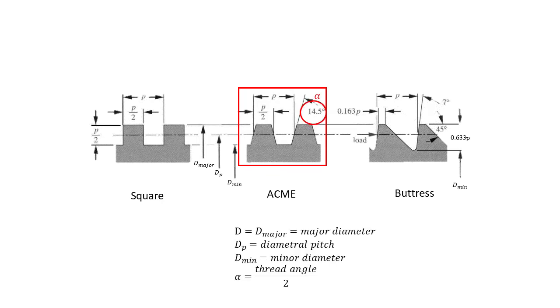The main thing that's different about acme thread compared to ISO and UNS thread is their thread angle. It has 29° instead of 30° like in the ISO and UNS standard. So that makes acme threads a little bit thicker and much stronger than standard machine screws, making them better candidates as power screws to transmit loads.